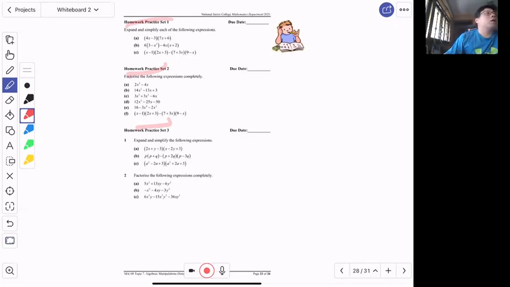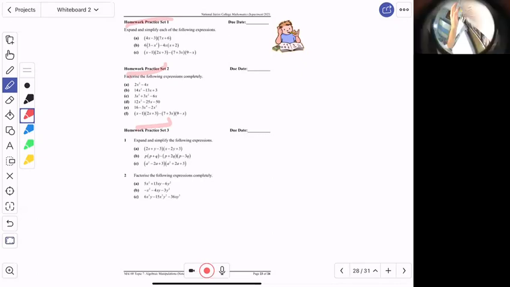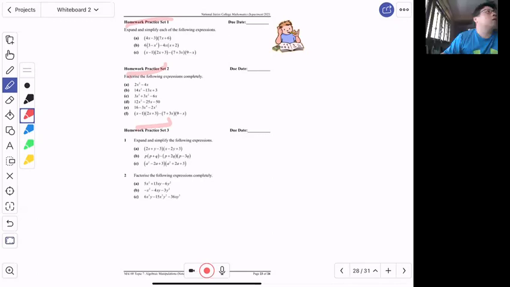Okay, 2 students raised hand. May I know how we self-mark? Because there's no answer. Oh, you're right. Sorry, I keep thinking it's the textbook.